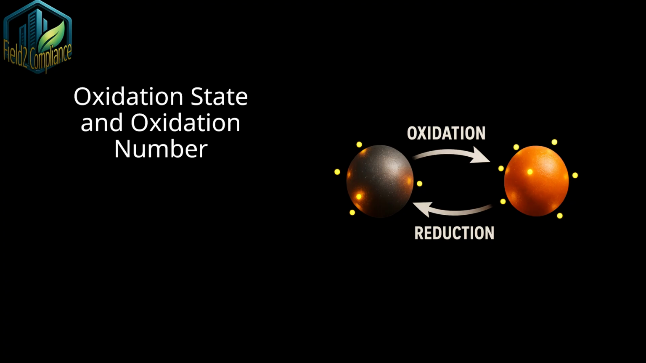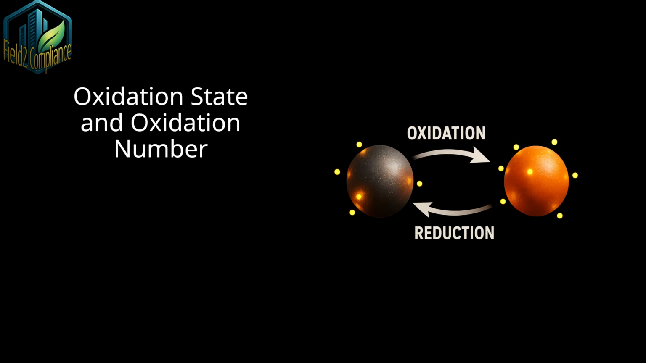Every corrosion, every soap bubble, every sour taste. Chemistry explains it through oxidation and pH. Oxidation state and oxidation number, 2 names for one idea. How many electrons an atom has lost, gained, or shared.